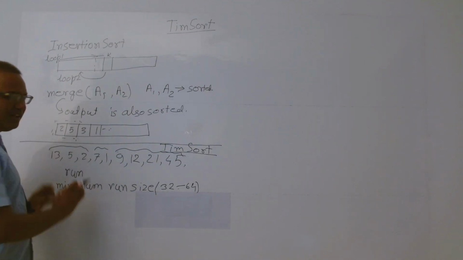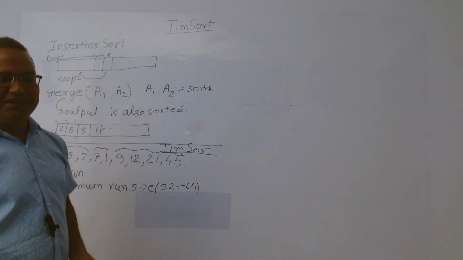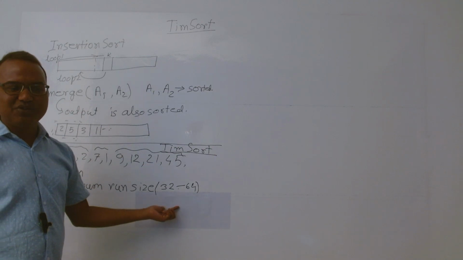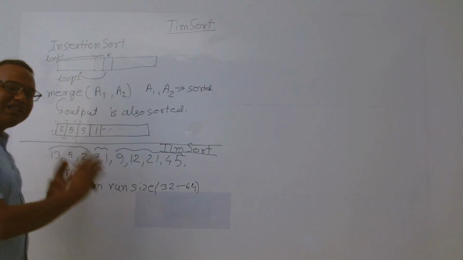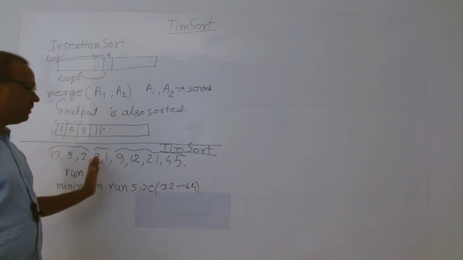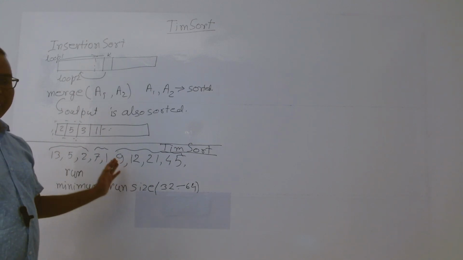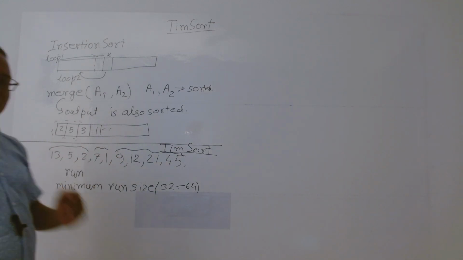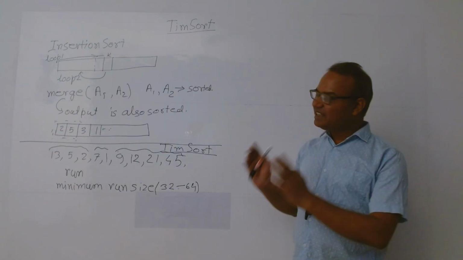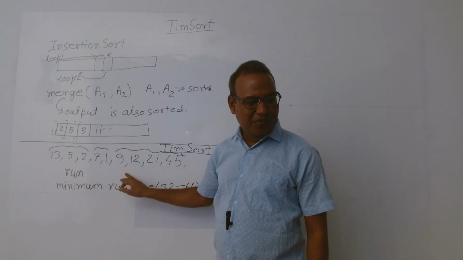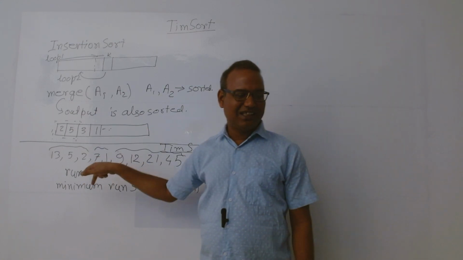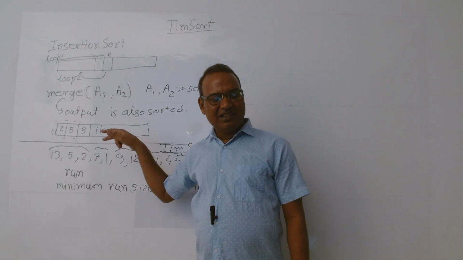If we have a run of, let's say, 25 elements and our minimum run size is 32, what are we going to do? We will include all 32 elements inside the run, where 25 elements are already sorted and the remaining 7 elements are not sorted. So how will we incorporate those remaining 7 elements? We will take the remaining 7 elements from the sequence and go for insertion sort to make them sorted.